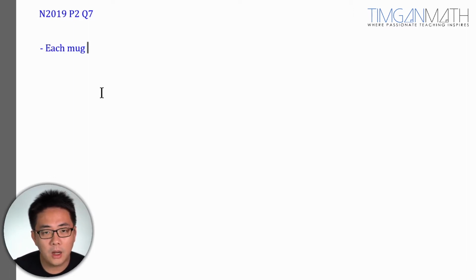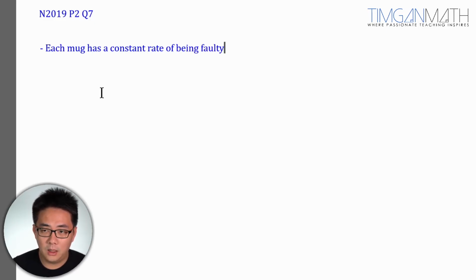each mug has a constant rate of being faulty, okay, at 8%. That is 8%. Okay, so each mug has a constant rate of being faulty, that is 8%.